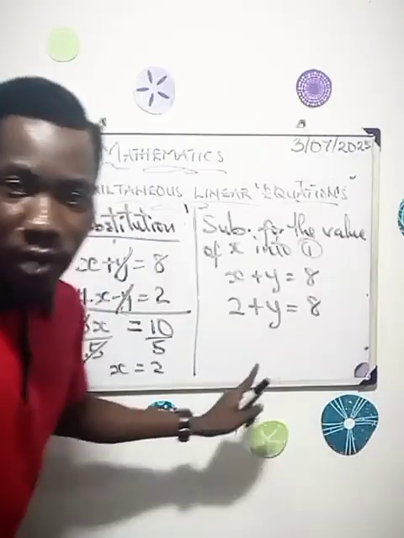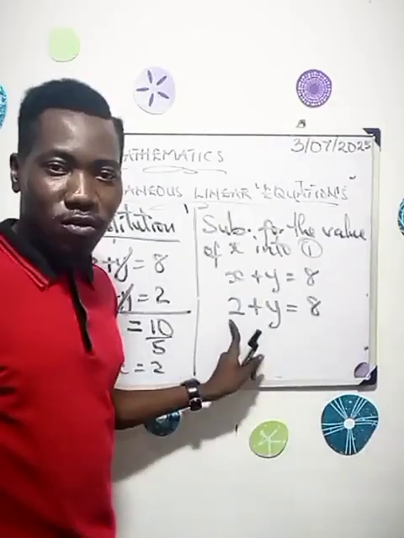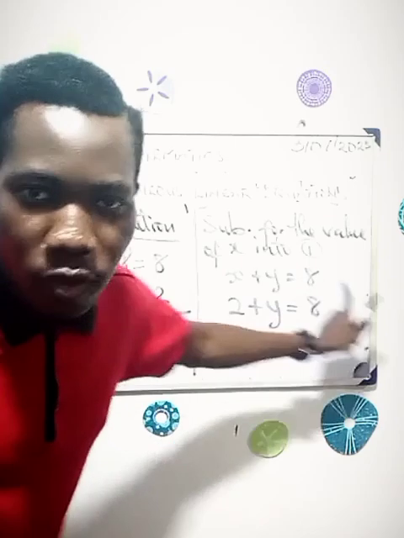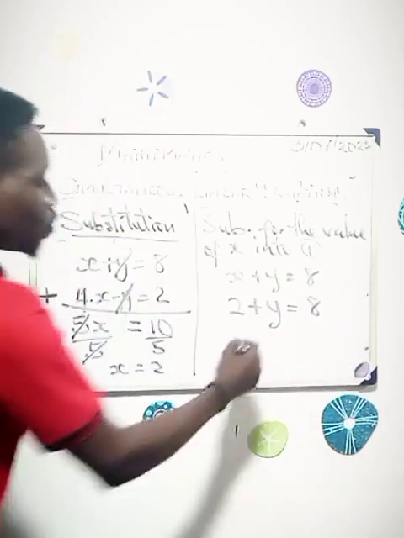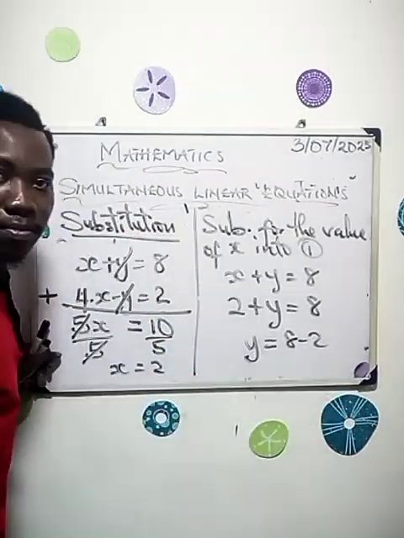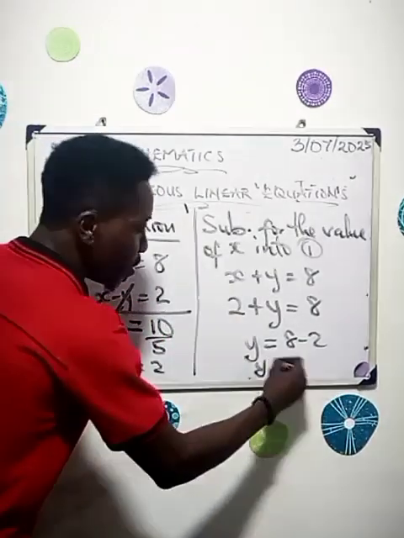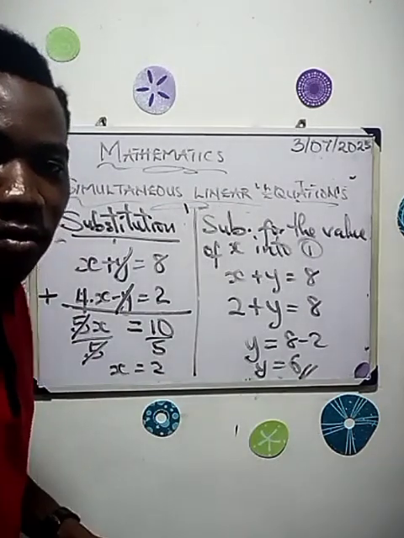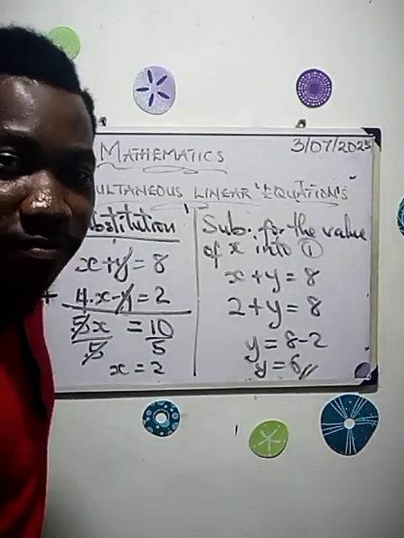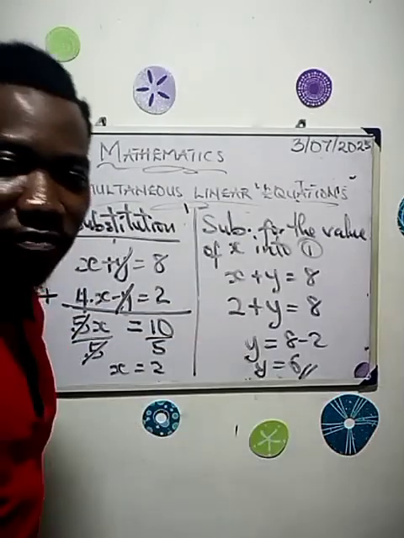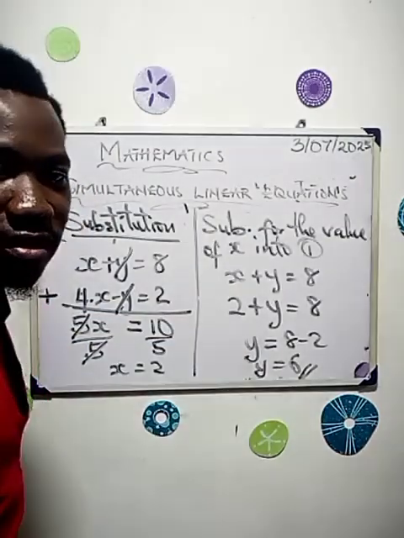We're looking for the value of y now. So we try to deal with this 2. We subtract 2 from both sides. So take 2 over, it becomes minus 2. So you're going to have y equals 8 minus 2, and y equals 6. So you see the same answer. So we're correct. And it's shorter. That's why I said from the beginning that the elimination method usually is shorter.